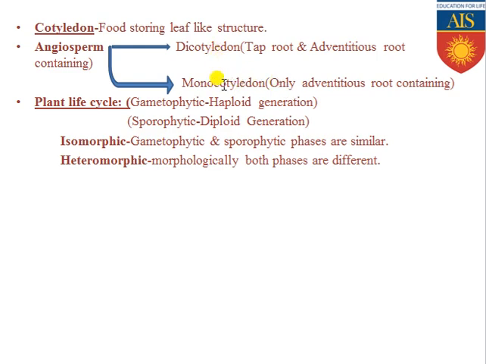So these are the overall differences which can be found between dicotyledonous and monocotyledonous plants. I will be discussing these differences also next.